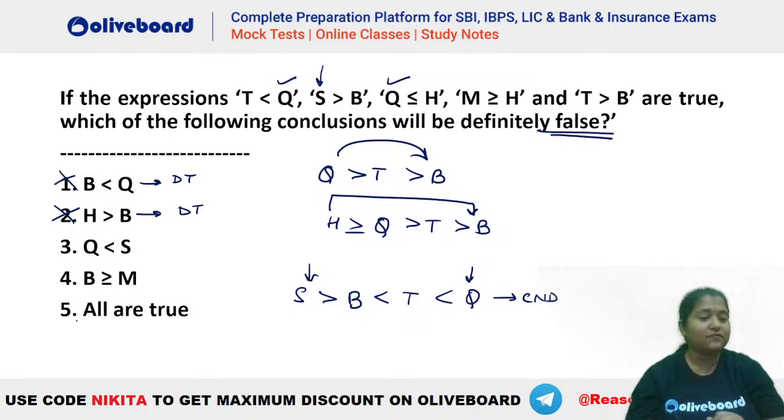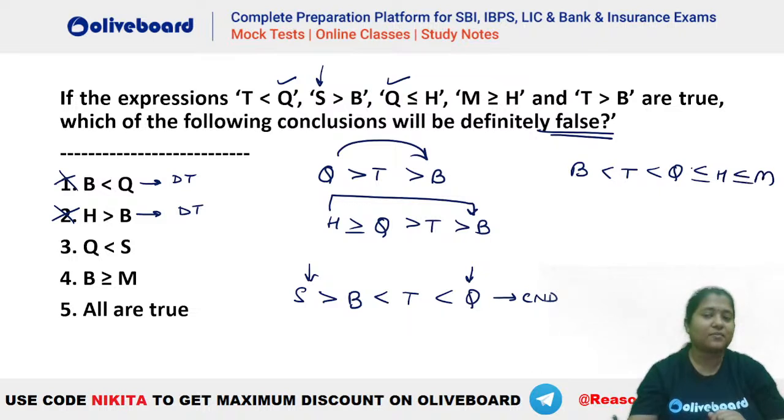What about the fourth one? Ma'am, 4 also false. Let's see. B greater than equal to M. Now, what is the relation from B to M? You can see we have a B less than T. T is less than Q. Q is less than equal to H. And H is less than equal to M. What is the relation that we have from B to M? You can see we have B is less than M.